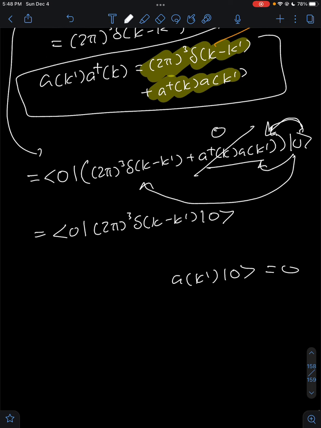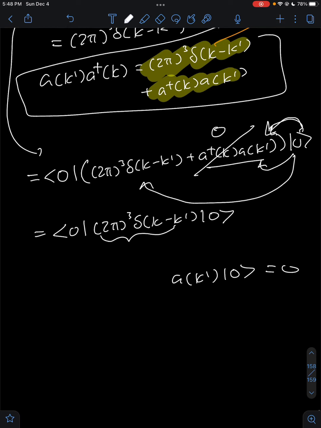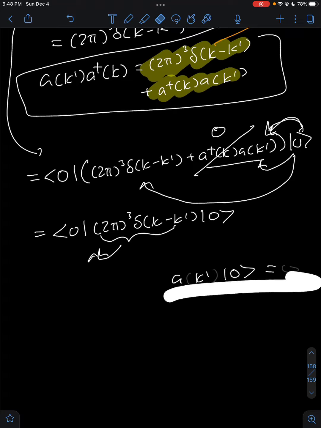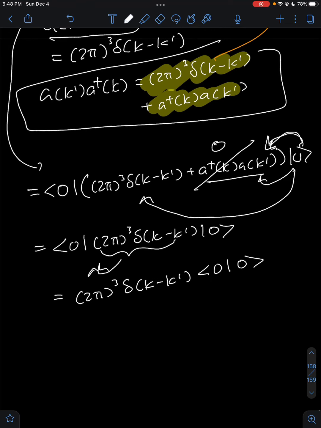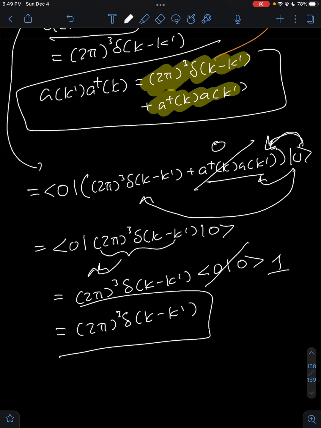And now, since this is kind of like a constant, we can just bring it out to the front. And that's going to give us 2 pi cubed delta of k minus k prime times the vacuum states multiplied together, and they are defined to be normalized. So you have 1. So we are just left with 2 pi cubed delta of k minus k prime. And that is our answer.